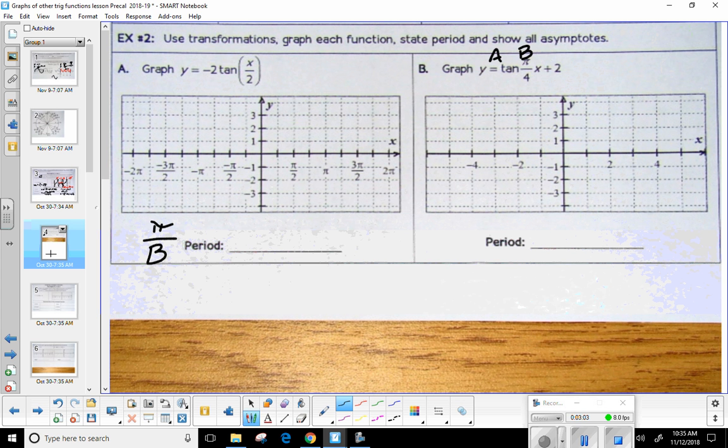How would I know that that 2 isn't a horizontal transformation, but a vertical one? Okay, what's that, Aiden? There you go. There are no parentheses. If there were parentheses here, then I would absolutely say that 2 is C. But since there's no parentheses, I have to believe it's outside. So that's going to affect the midline. Now the pi over 4 is definitely horizontal because it's multiplying against x.